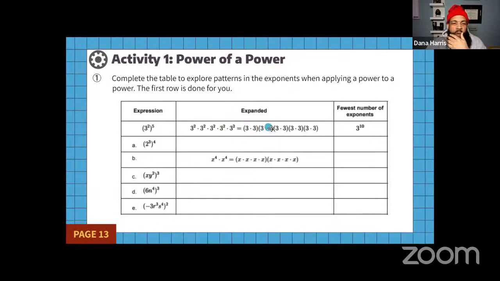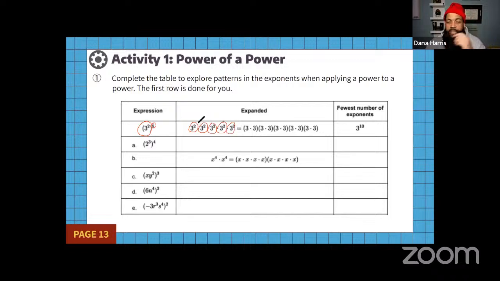All right, so here, notice it's a power of a power. This one's going to be a little different. We're still writing it in expanded form, but notice in this example, I have 3 to the second power in parentheses, and then I have the exponent of 5 on that. So what this is saying is 3 to the second power multiplied by itself 5 times. That's why you see 3 squared, 3 squared, 3 squared, 5 times, right?